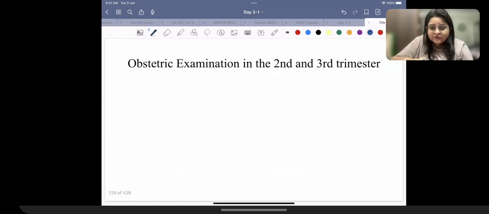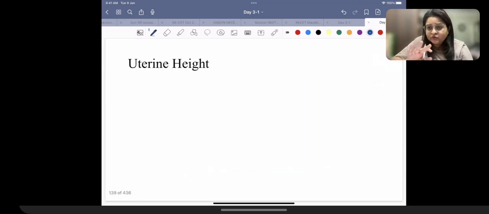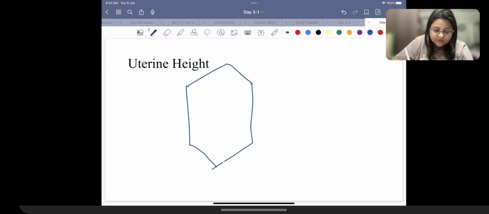Okay. Now, coming to obstetric examination in the second and third trimester, I've already discussed this yesterday with you, so I'm not going to discuss it again. Remember, I had told you uterine height. So the first thing we do is the uterine height. I already told you, the uterus becomes palpable at 12 weeks. Okay, or should I quickly revise this?